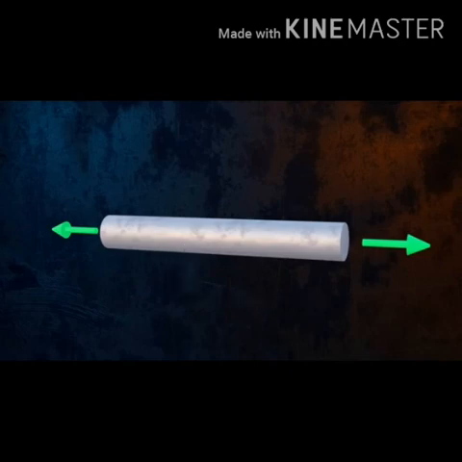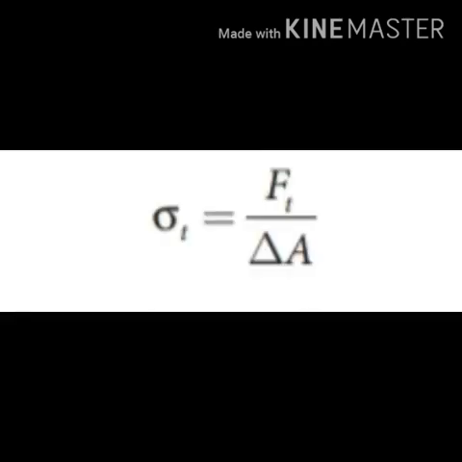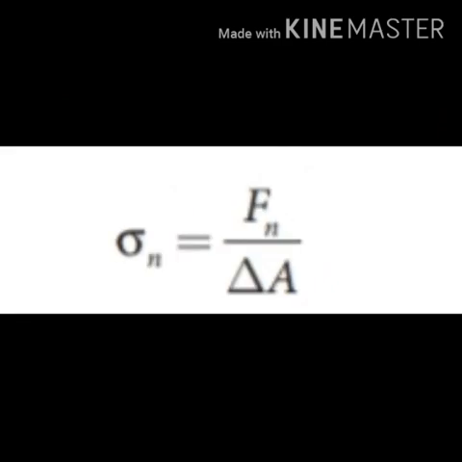The normal stress or longitudinal stress over the area is defined as sigma is equal to F by del A. Similarly, the tangential stress or shearing stress over the area is defined as sigma is equal to F of t by del A.